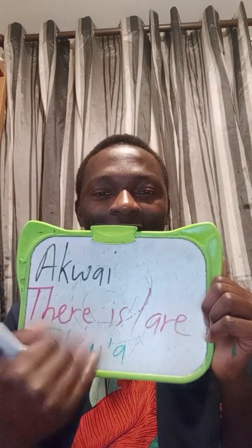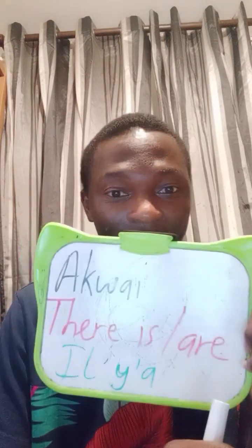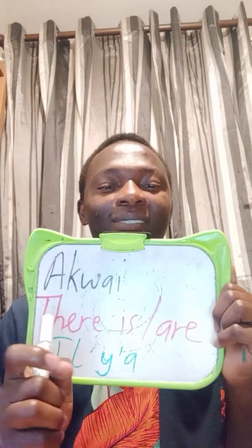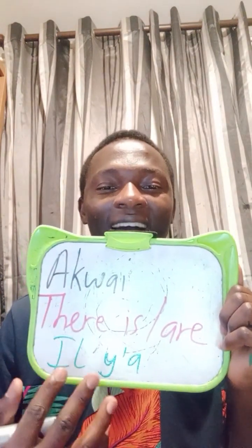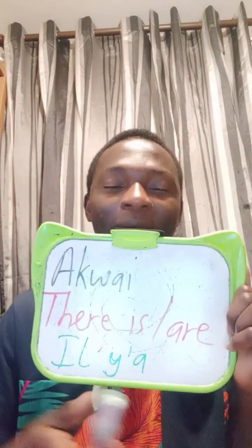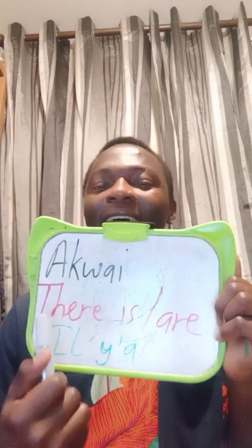Let's use Akwai in a sentence. Let's start with this. There is some rice in the fridge. How will you say it in Hausa? There is some rice in the fridge. Akwai shinkafa a cikin fridge. Meaning, there are some rice. Let me use the plural form. There are some rice in the fridge. You get it?